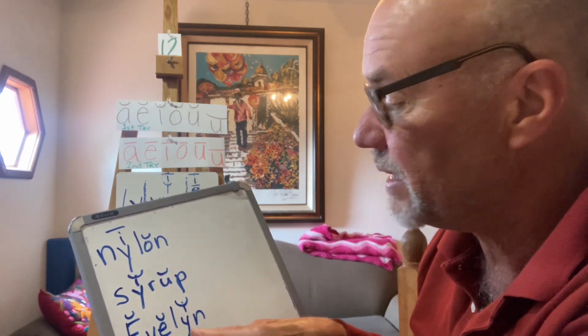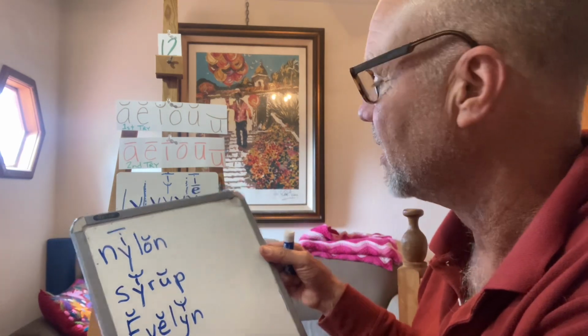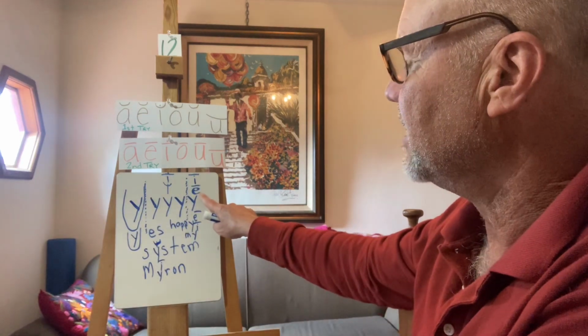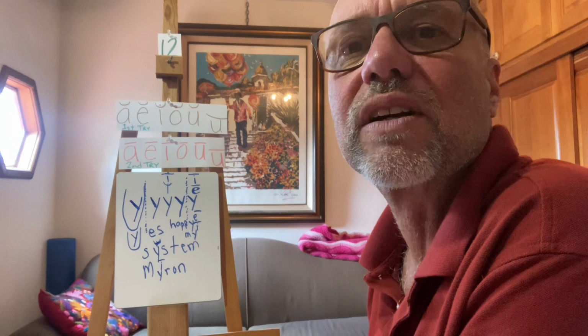So the Y can do two things. Most of the time it will be I. Sometimes it will be I. Okay? At the end of a root word, first try E, second try I. Okay, so let's do the first word.